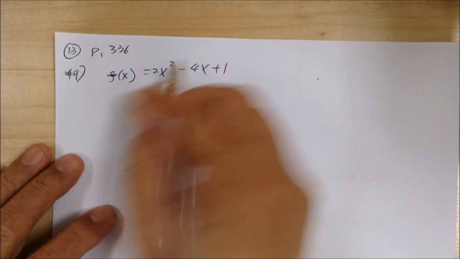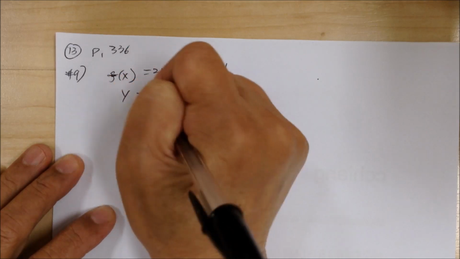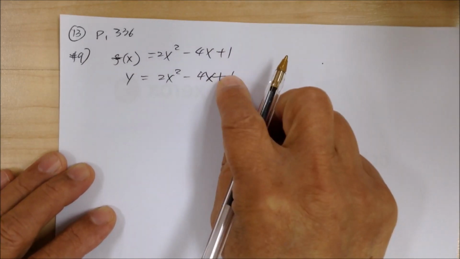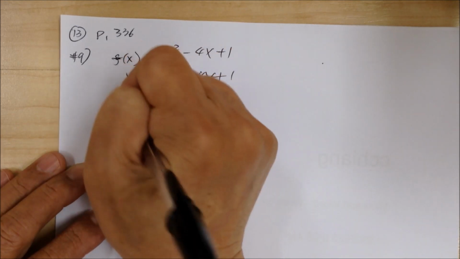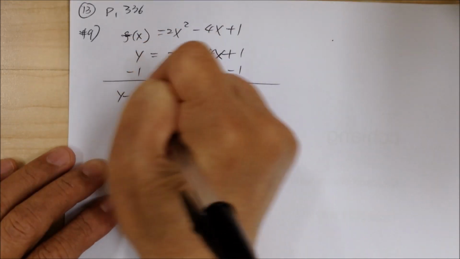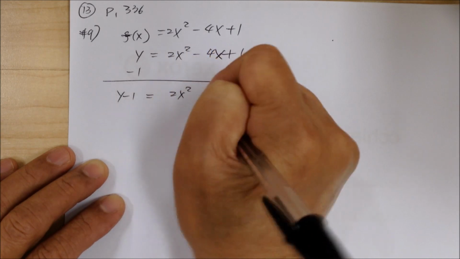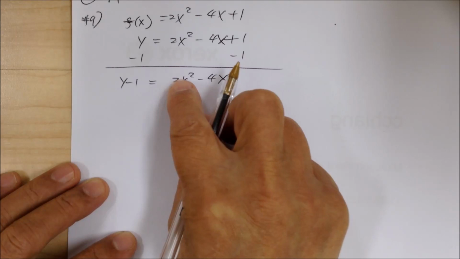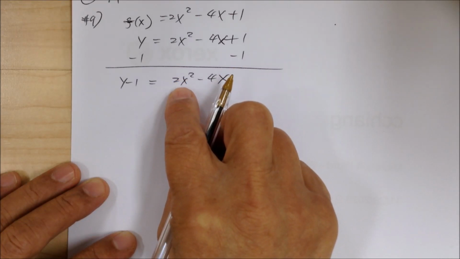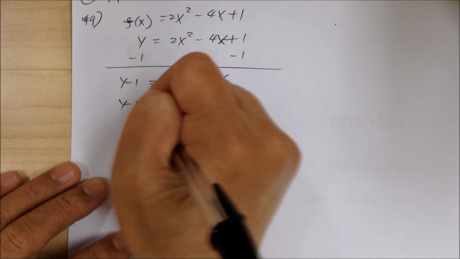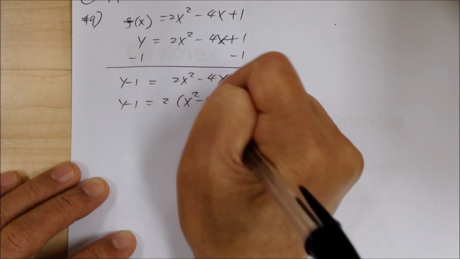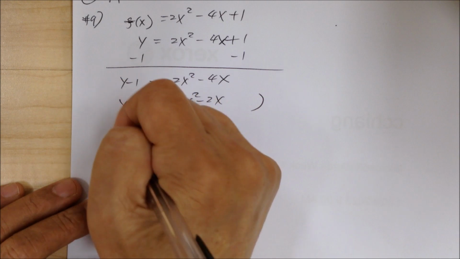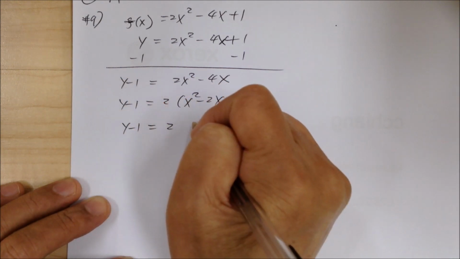Okay, so first let's change this into y. Next, that's going to vacate this number, so minus 1 on both sides. So you got y minus 1 equal to 2x squared minus 4x. Your next step is to factor out the number in front. There's a number in front, so go and factor out the 2, and leave a blank space over here. Okay? So now you're ready to complete the square.